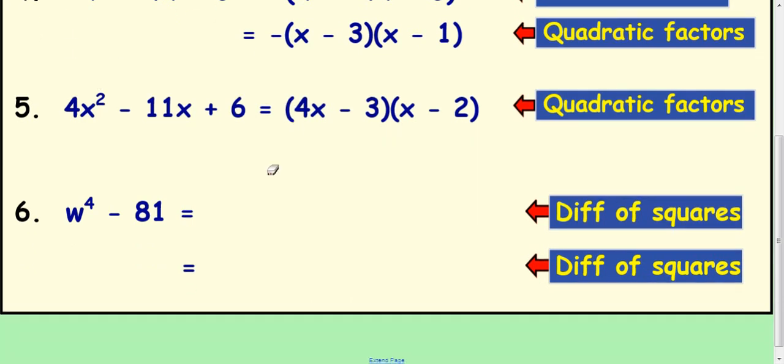Okay, last question. Firstly, common factor. Can't see one. So check for the difference of 2 squares. Well, w squared times w squared will give you that, and 9 nines are 81, a takeaway, so that's your first bit.